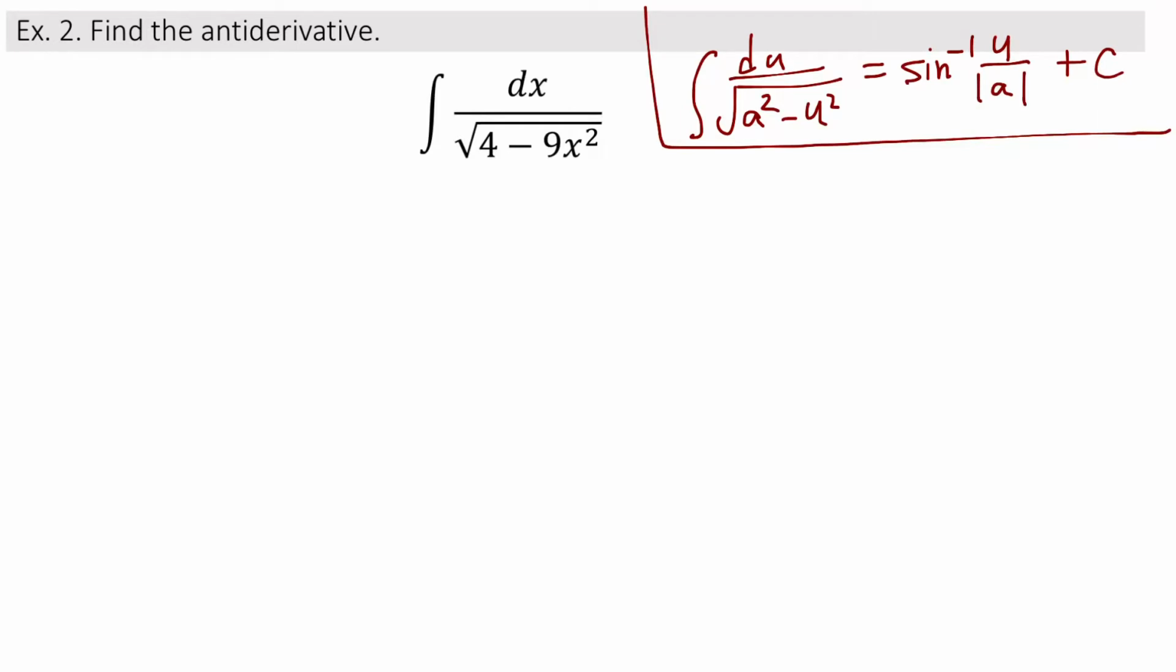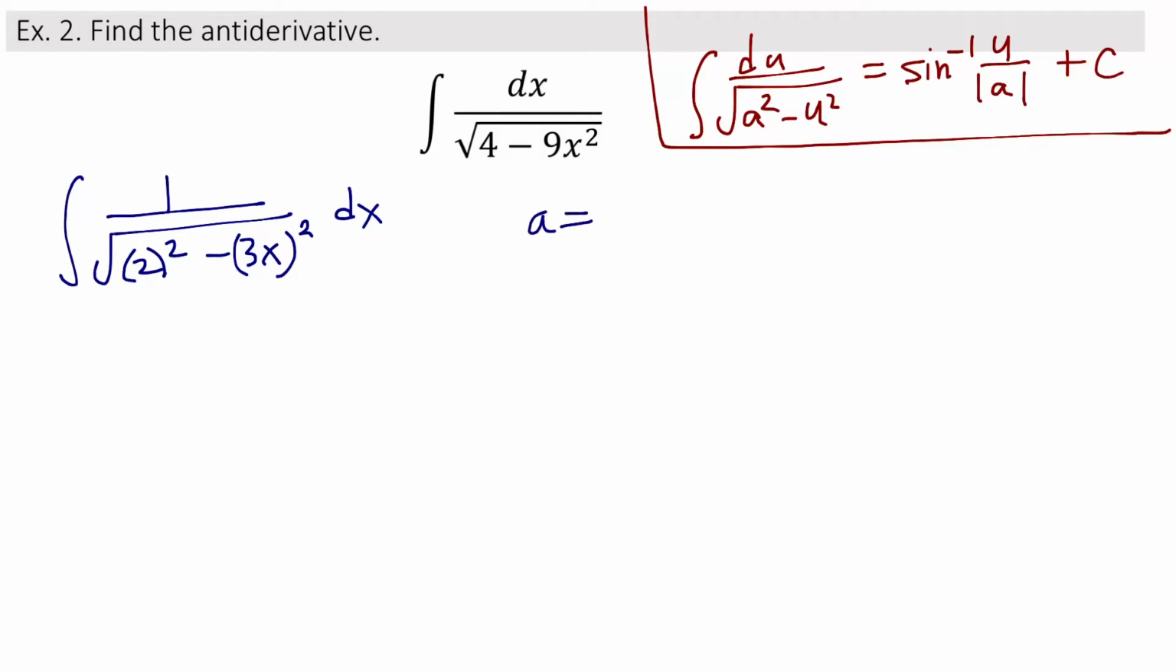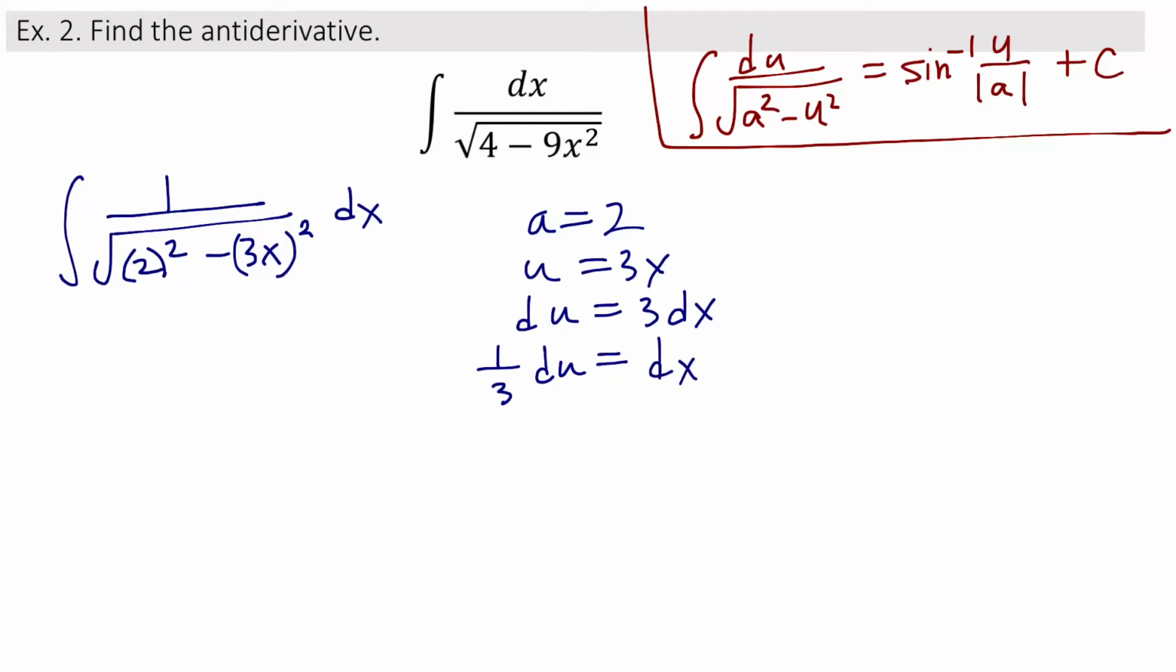So example 2 has the same form. So we're going to do something very similar. So first I'm going to rewrite my integral. Then I'm going to notice that a is 2. This is your a. And that u is 3x, which would make du 3dx. And then I'm going to also notice that I don't have the 3 with the dx, so I need to divide out the 3 to get just dx. All right, so those are going to be my substitutions.